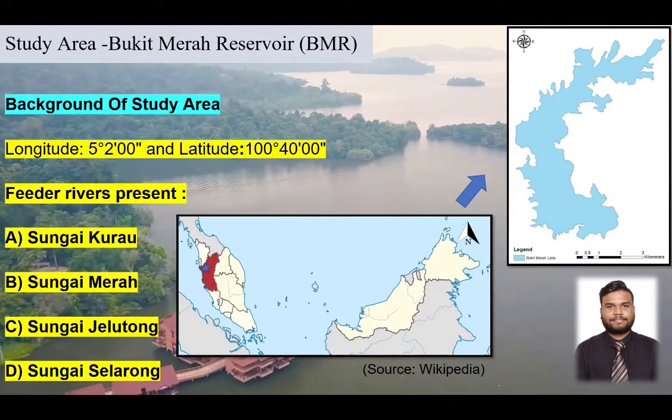The study area for this assignment will be Bukit Merah Reservoir, also known as BMR. It is the oldest man-made reservoir in our country. It was built in 1902 and the operation started in 1906. It is located at the stated coordinates in the state of Perak and it has four main feeder rivers which supply water to the reservoir, namely Sungai Kurau, Sungai Merah, Sungai Jelutong and Sungai Selarong.